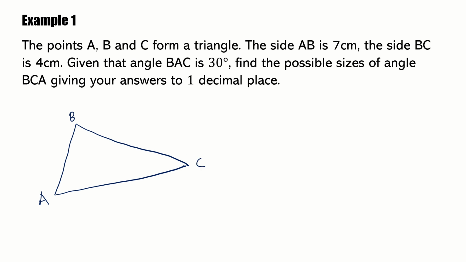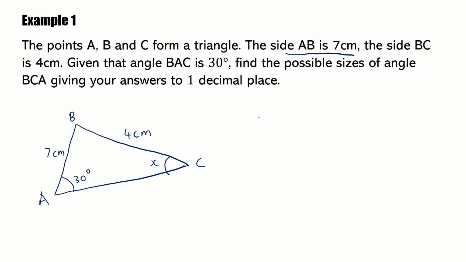And so therefore we know the side AB is 7 centimeters. So we have this side length here. We have the side BC is 4 centimeters. That means this one over here is 4 centimeters. And we know the angle BAC, so that would be this angle over here, that is apparently 30 degrees. And we've got to find the angle BCA. So that's therefore this angle over here. So let's call that X for the moment, because that's what we're trying to find.